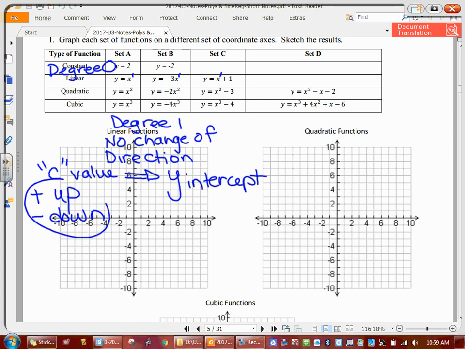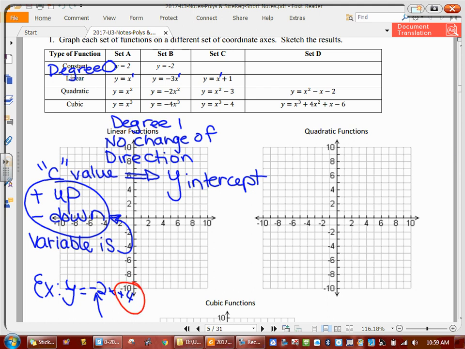So, if the variable is positive, the graph will go up. It'll increase. If the variable is negative, it will go down. So, for example, if I've got y equals negative 2x plus 4, negative 2 tells us that it's going to go down. Okay, that's what the negative sign tells us. It's a decreasing graph. The 4 tells us where he's going to be on the Y-intercept.